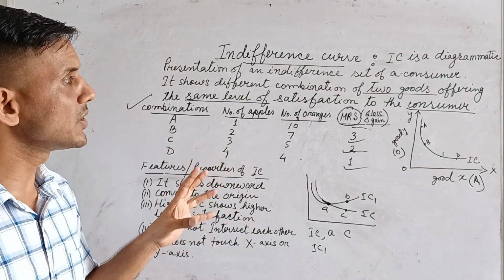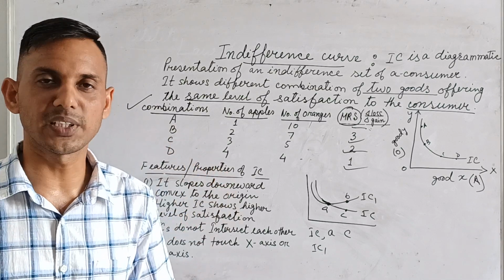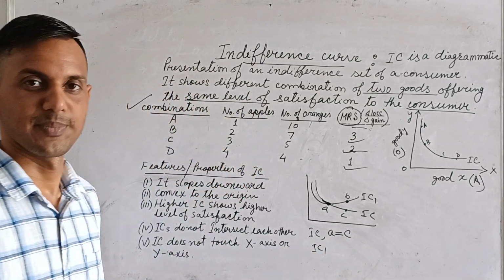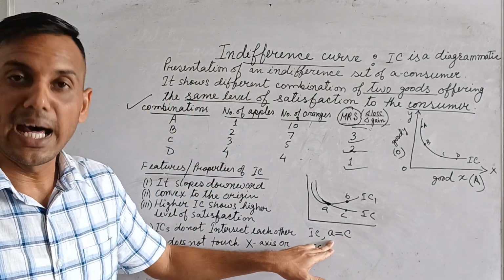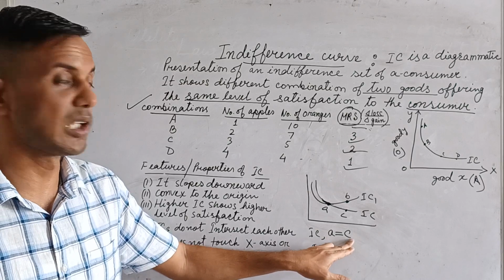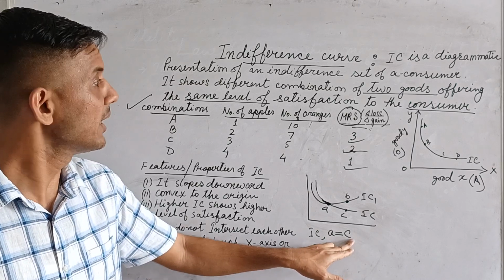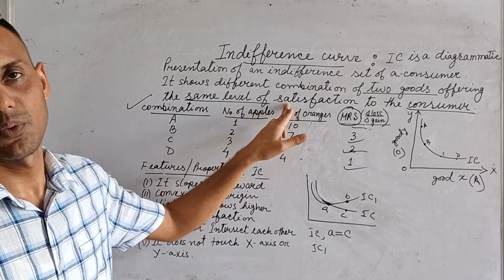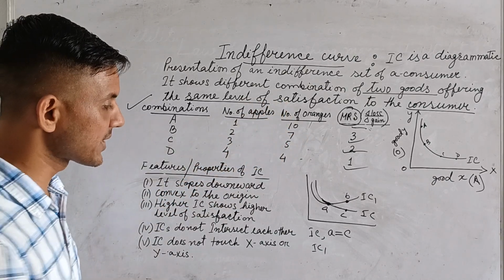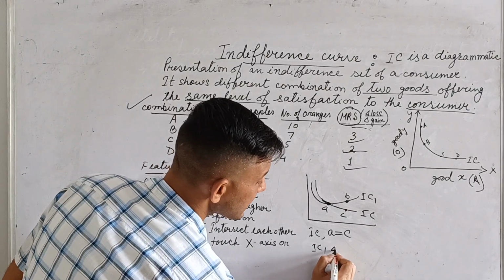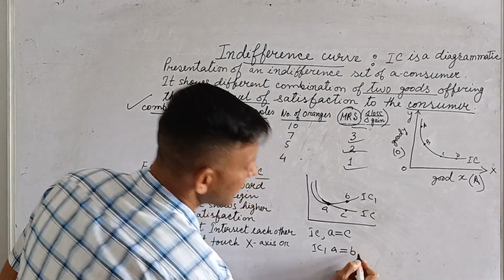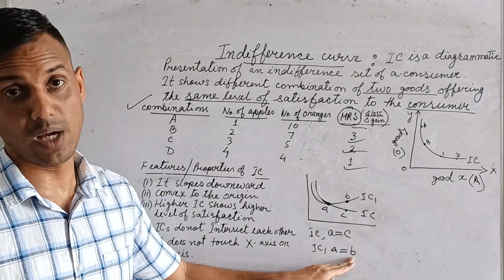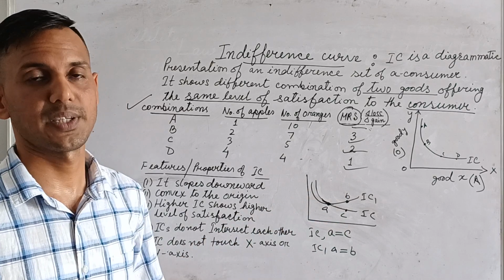If any point on IC represents equal satisfaction, then what is the meaning? A is equal to C. If A gives you 100 level of satisfaction, C will also give you 100 level of satisfaction. Why? Because it is the same level of satisfaction. Already we came to know. Clear? Then on IC1, there are also 2 points, A and B. So A and B both will give the same satisfaction, because both are on IC1.